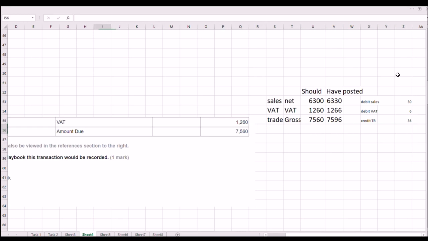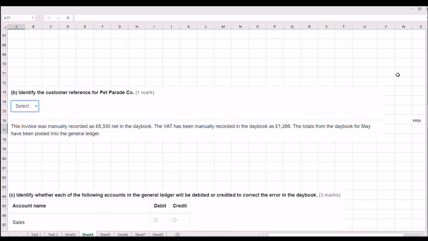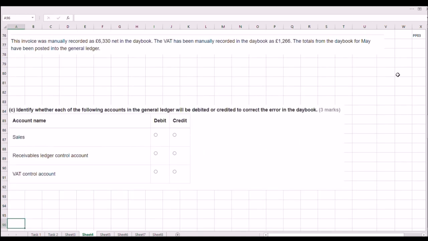Now let's go through and see the things that we've got here. Sales: remember, we posted too much in the credit side, so we're going to have to debit that. The receivables, we posted too much in the debit side, so we're going to have to credit that. And the VAT control account, we posted too much in the credit side, so we're going to have to debit that.